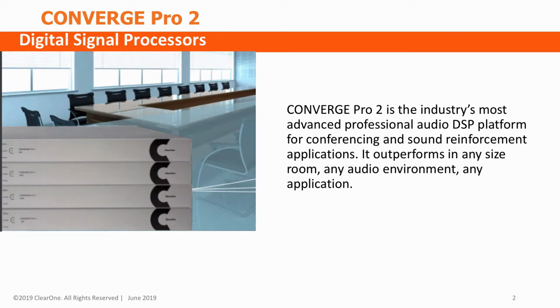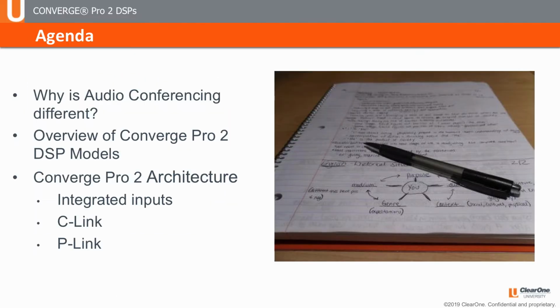Converge Pro 2 is the industry's most advanced professional audio DSP platform for conferencing and sound reinforcement applications. It outperforms in any size room, any audio environment, and any application. Our agenda in this presentation is to explain what is different about audio conferencing, give an overview of Converge Pro 2 DSP models, and explain the advantages of the Converge Pro 2 architecture.